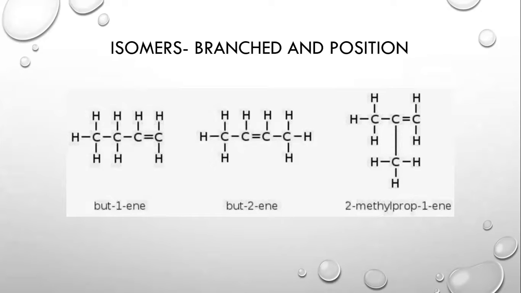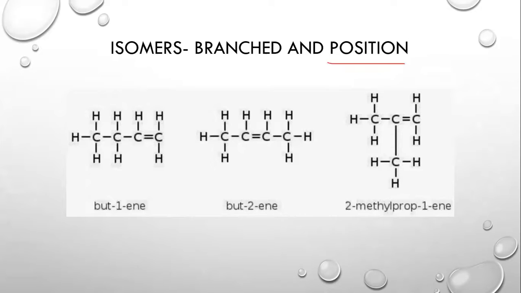We have two kinds of isomers in alkenes: the branched, which we have already done, and secondly, the position isomers. We know the branched isomers of alkanes and we know the rules. The rules will remain the same and we're going to review them, but in this video, we're introducing the position isomers.